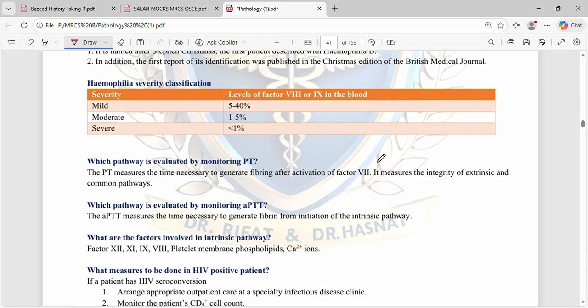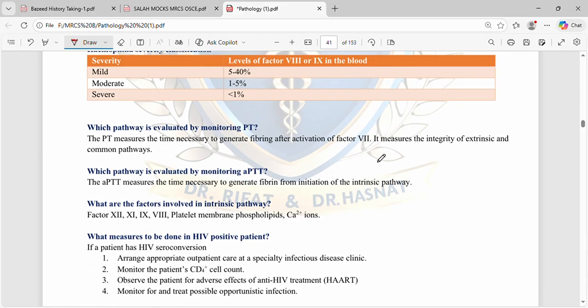Okay. What are the factors involved in the intrinsic pathway? The intrinsic pathway involves factor 12, factor 11, factor 9, factor 8, platelet membrane phospholipids, and calcium ions. Calcium ion itself is factor 4.